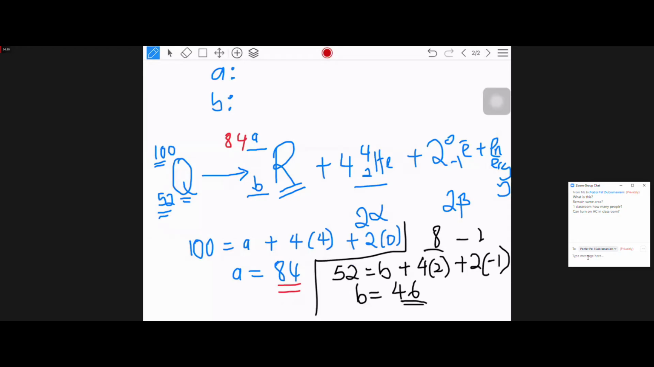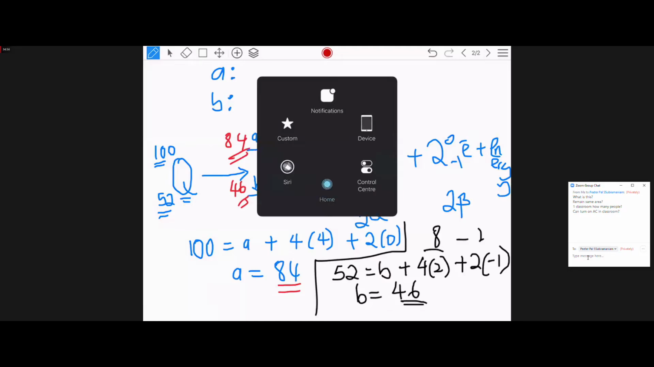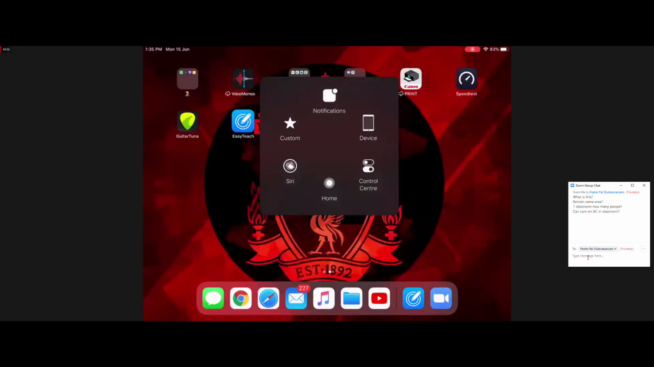Yes, correct. So the value for B is 46. Siapa ada soalan? Any question? Anyone? Any question, guys? No? Okay, kalau tak ada, we move on. Go back to the notes.